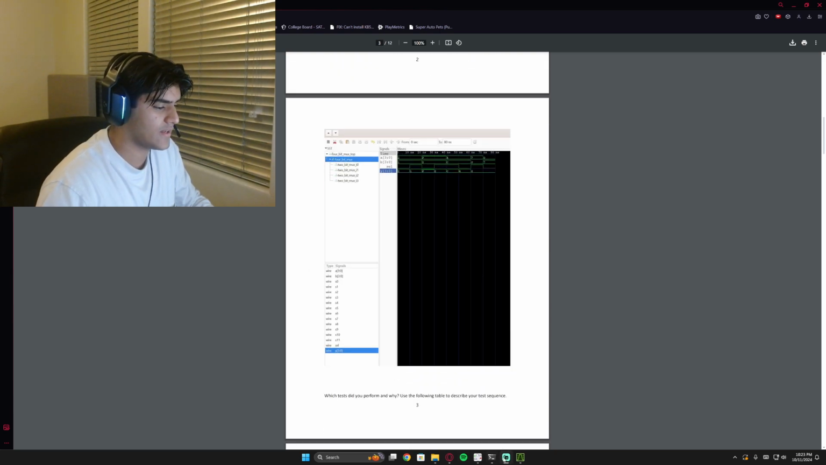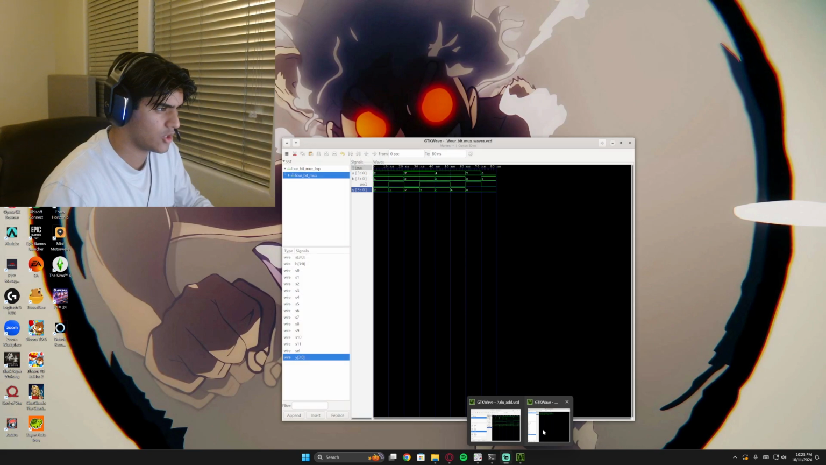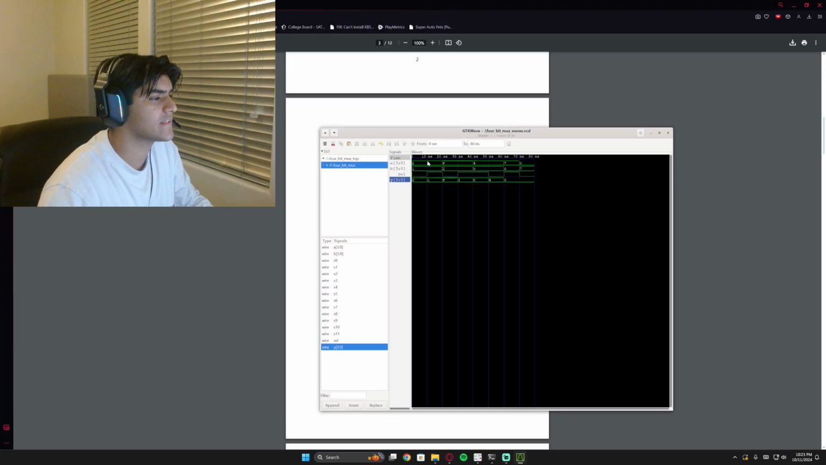Then let me show you the waveform. Here's the waveform, and here I had A and B be the same value for two instances, so as you can see, same. This one just flipped it so I could get the answers to be the same. And I changed the select between 0 and 1.